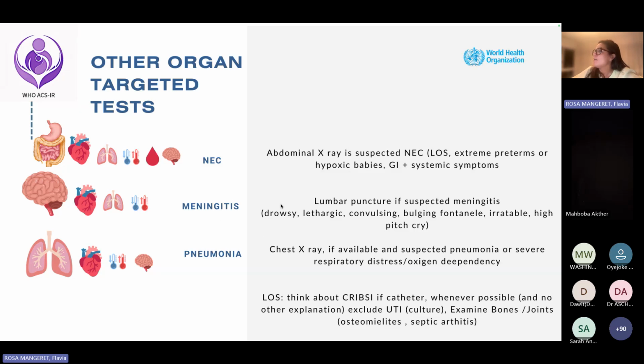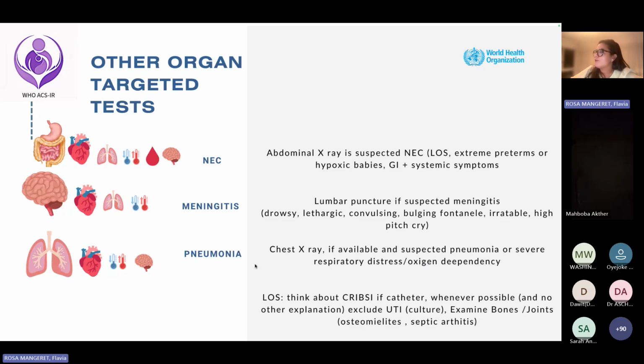Meningitis: if you suspect meningitis, WHO recommends doing a lumbar puncture, and the AAP also recommends that, of course, if possible, and analyzing the CSF. When to suspect it: when you have a drowsy, lethargic, convulsing baby with a bulging fontanelle, irritability, or a high-pitched cry. So we have a baby with neurologic symptoms and systemic symptoms, or sometimes isolated neurologic symptoms with just temperature instability, for example. Suspect meningitis.